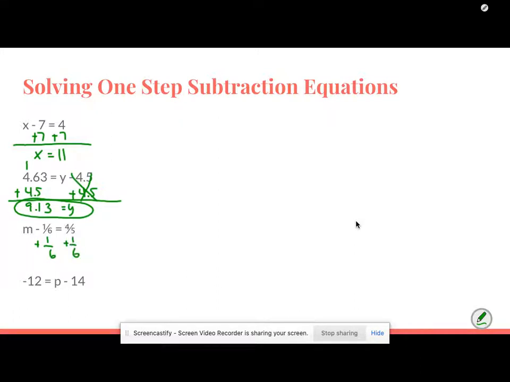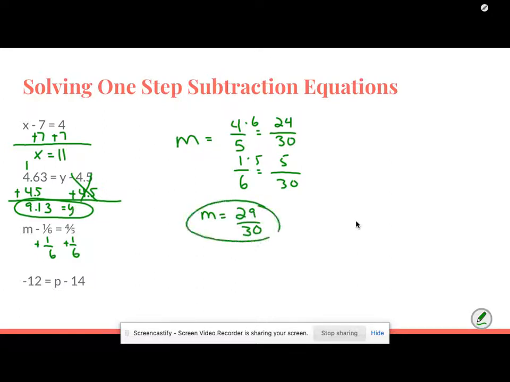All right, so I'm just going to rewrite this. 30 is going to be my common denominator. Times 5, times 6. So m equals 29/30ths. And that would be my final answer.